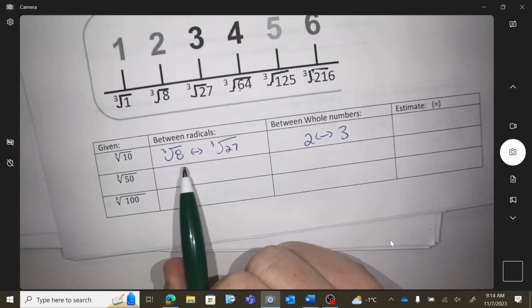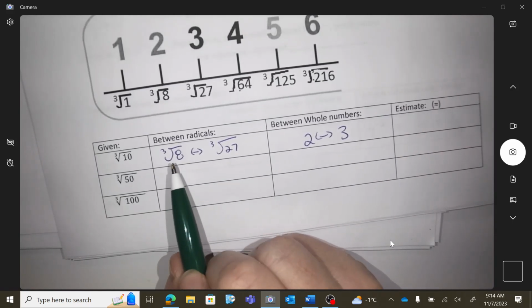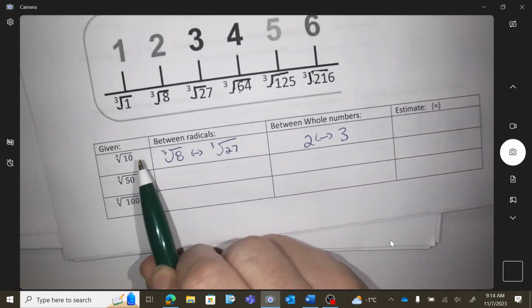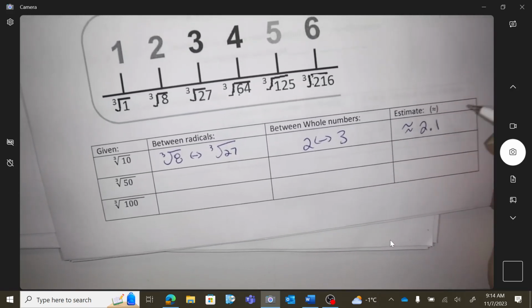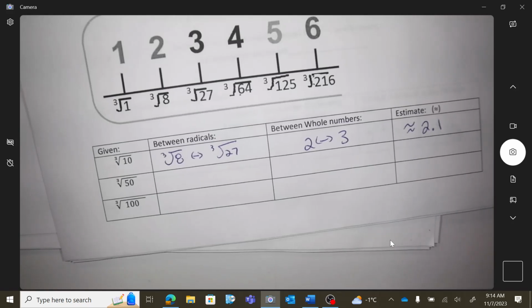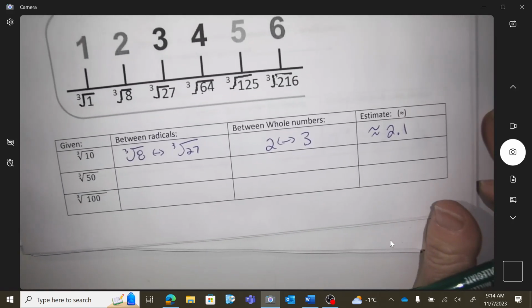Which one are you leaning closer to? The 2 side, because 8 and 10, that's pretty close. So I'm going to lean towards the 2 side. So something like 2.1 would be a great guess.